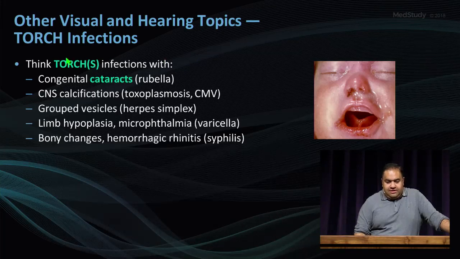Other visual and hearing, think TORCH infections: congenital cataracts, as we mentioned for rubella, CNS calcifications, toxoplasmosis and CMV, grouped vesicles like herpes, limb hypoplasia, microphthalmia, I think varicella, and bony changes or hemorrhagic rhinitis, syphilis. There's a slide I have a little bit later that's all about TORCH, and we'll go over all of the TORCH. What you see here, I want you to impregnate this image in your head.